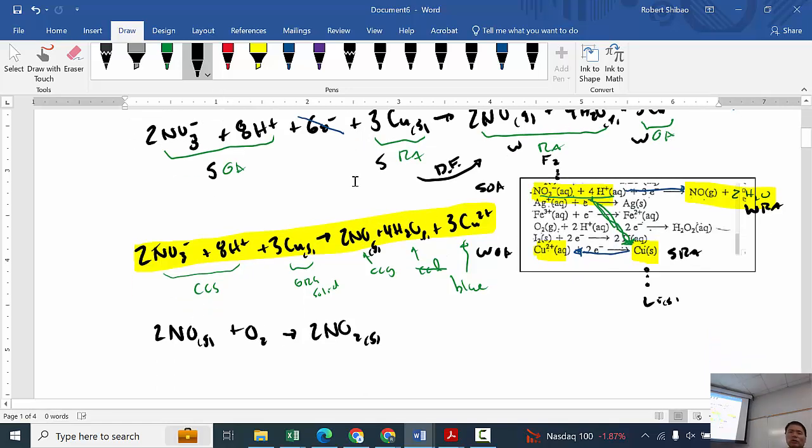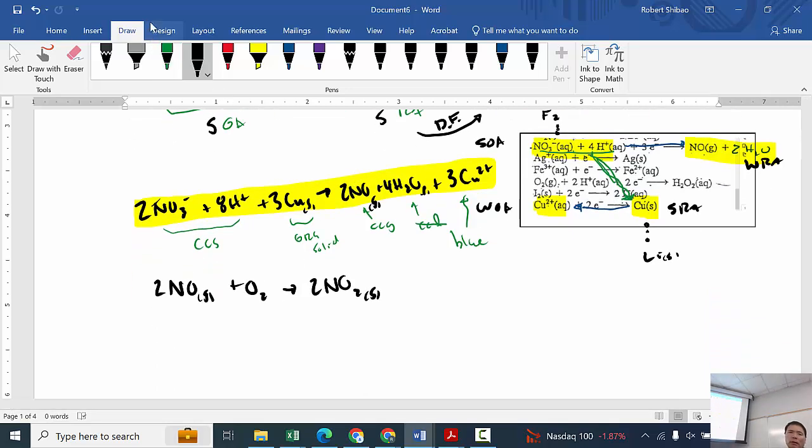For complete combustion, what should nitrogen be? If we look at the oxidation states, what's the oxidation state of nitrogen in nitric oxide? +2. Oxygen is -2. What is it in nitrogen dioxide? +4. Is it maxed out? No. But this is pretty much maxed out in air. This comes from air. If there's no air present, we'd get a CCG. If there's air present, then we get this brown gas.